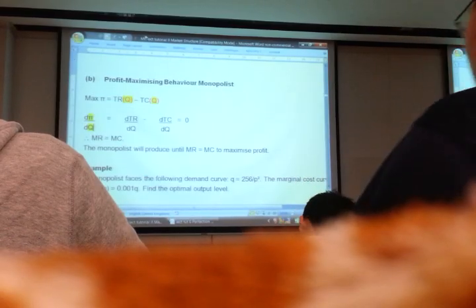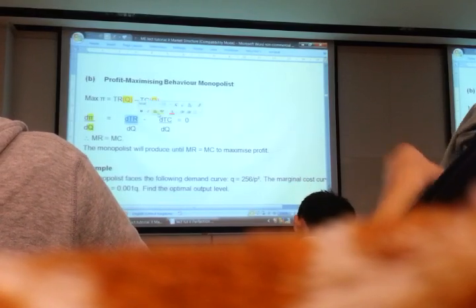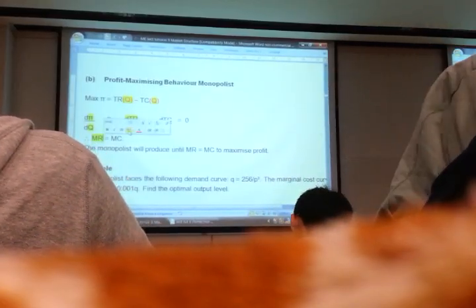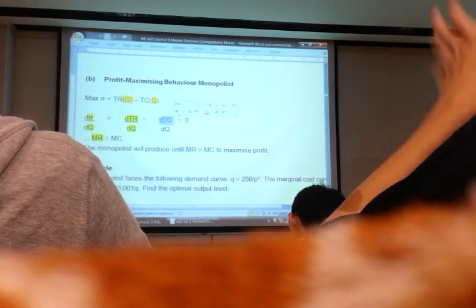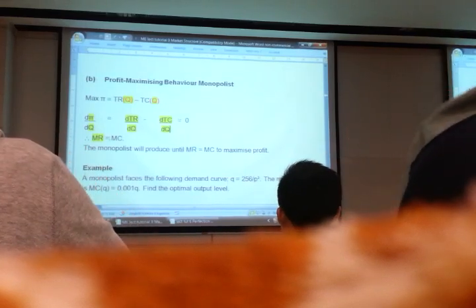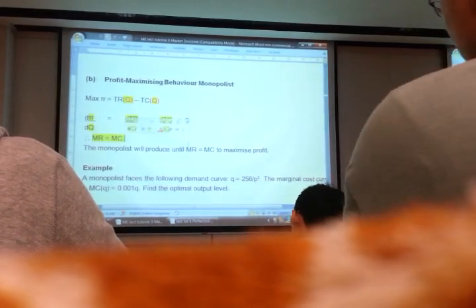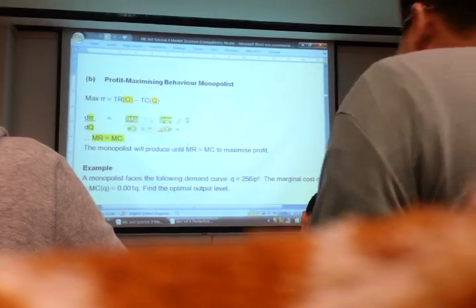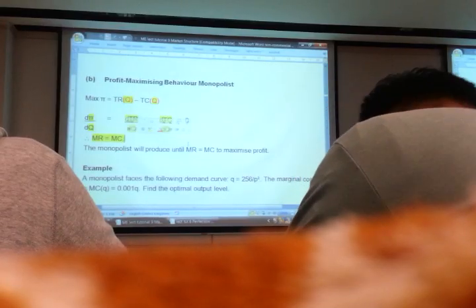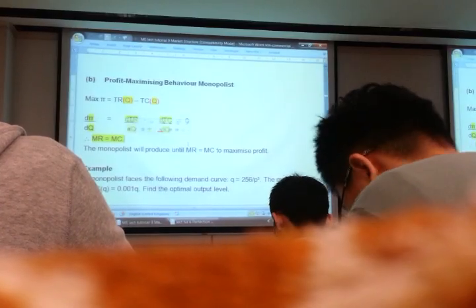Now you differentiate revenue with respect to Q. This by definition is called marginal revenue. And if you differentiate total cost with respect to Q, by definition this is called marginal cost. So we know that to maximize profit, the monopolist will produce until MR equals MC. Any question? That will be the profit maximizing output.